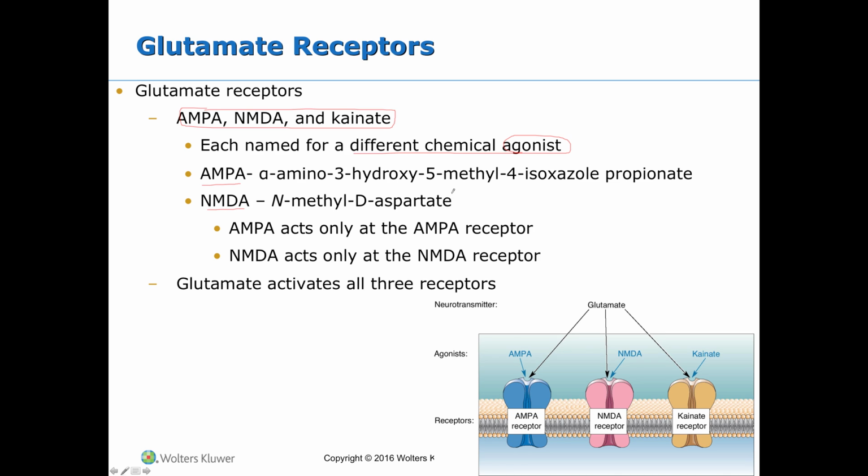NMDA stands for N-methyl-D-aspartate. Now note, AMPA only acts at the AMPA receptor. NMDA acts only at the NMDA receptor. And kainate acts only on the kainate receptor. They are subtypes. They are specific to those types. However, glutamate will activate all 3.